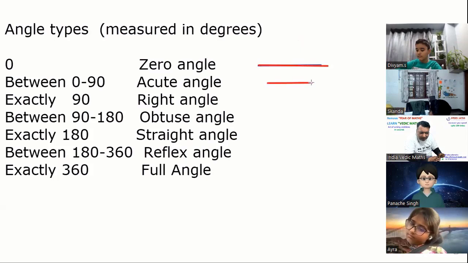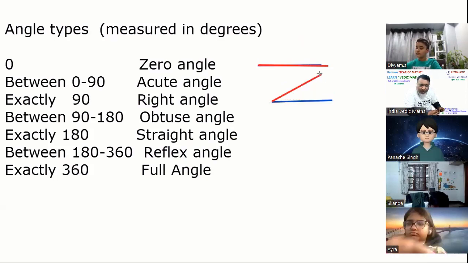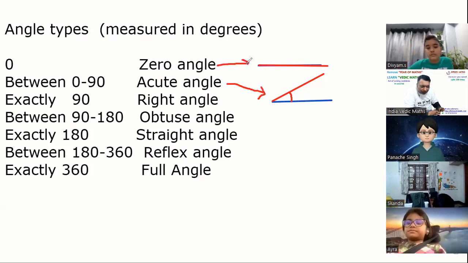Acute angle, you put a line. Let me put a blue line first, and then you put a red line. I'm showing you. This is 0 degrees, right guys? See the diagram now. It will start increasing till it reaches exactly vertical. Before that, these are all acute angles. This is an acute angle. This is a zero angle.